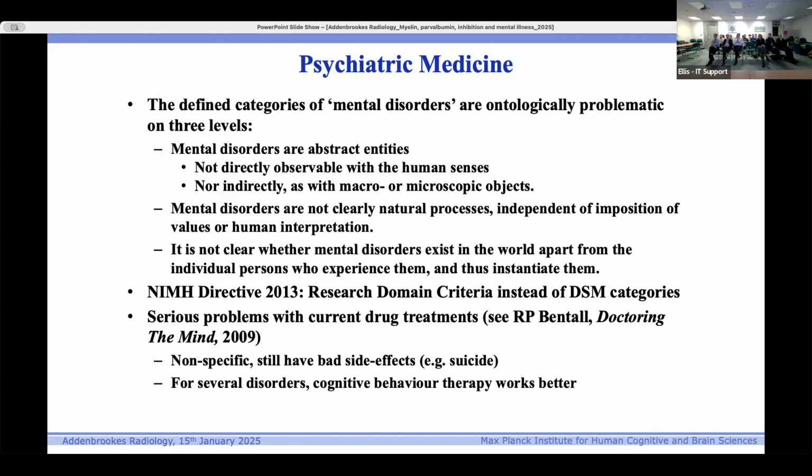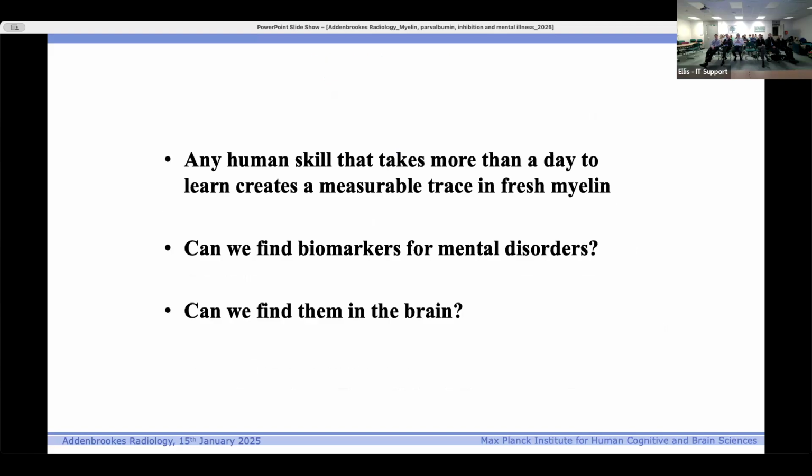Antidepressants often have the effect of suicide, far too often. For several disorders, cognitive behavior therapy works better. So what goes on there? I don't know. Any human skill that takes more than a day to learn creates a measurable trace in fresh myelin.